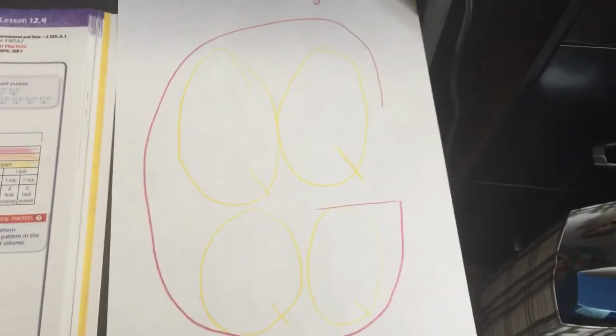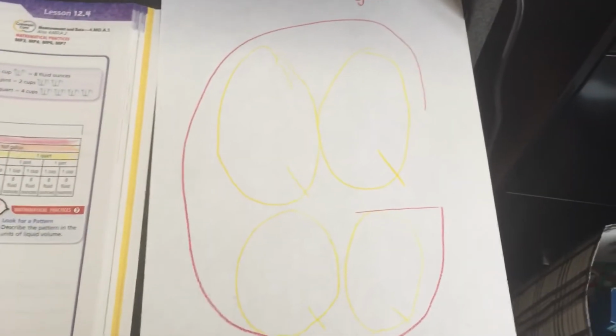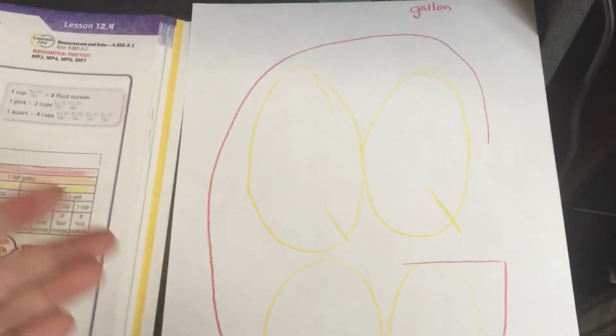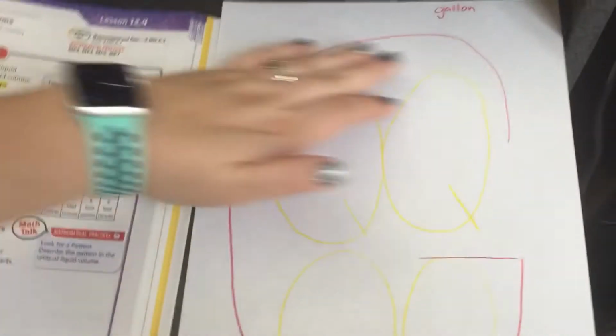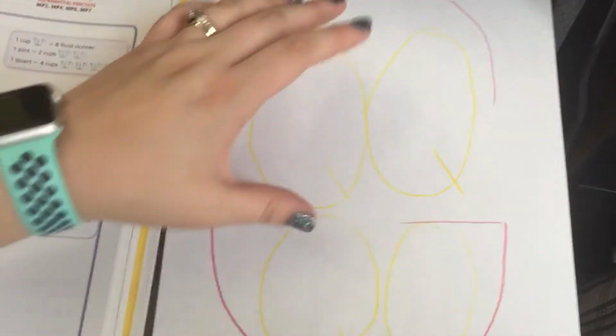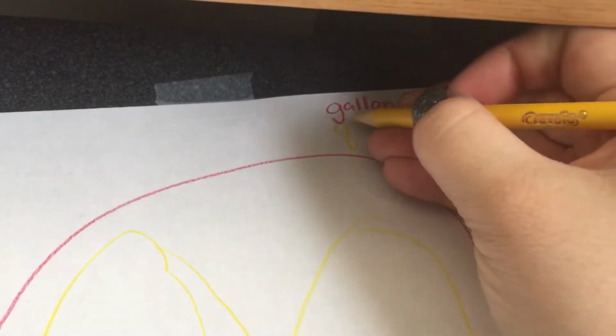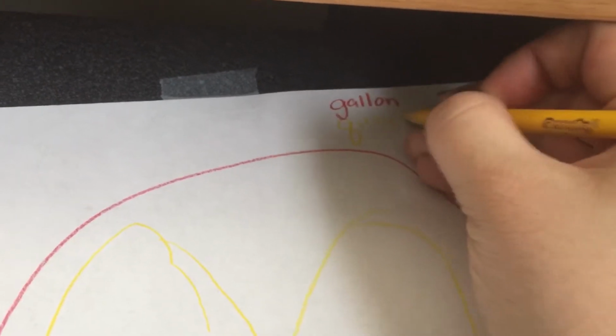But there are 4 quarts inside every gallon. So if you were to have 1 quart of milk, you could pour 4 full quarts into 1 gallon size and it would fill it up. So that's why I did 4 Q's inside this big G to show that I can fit 4 quarts full of milk into 1 gallon of milk. So the yellow is the quarts. Okay. Each quart is divided into 2 pints.